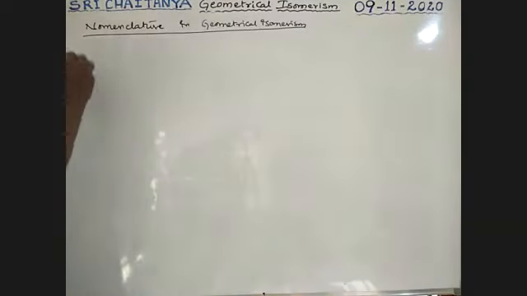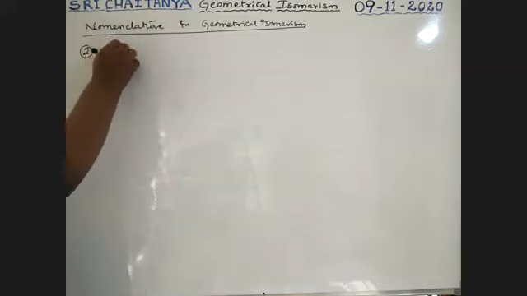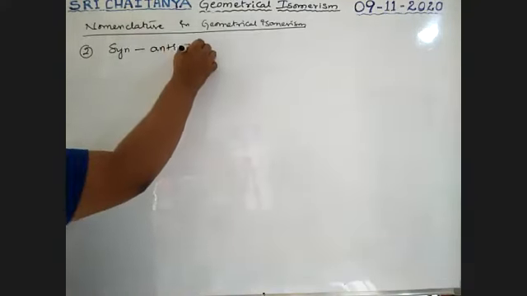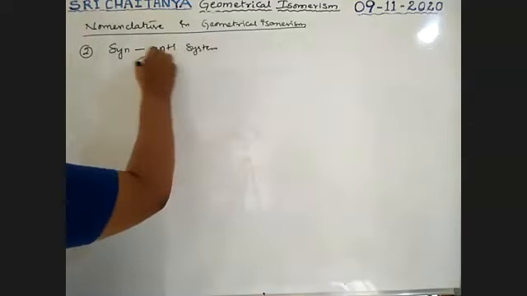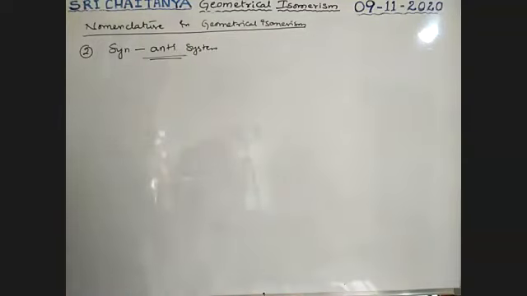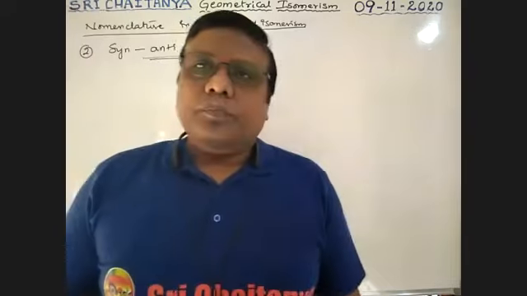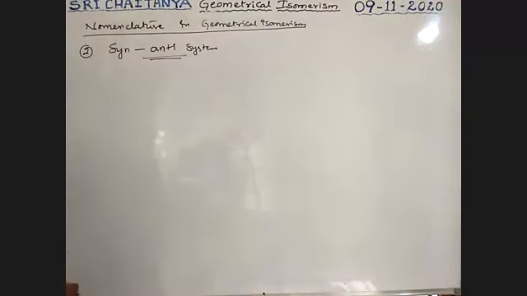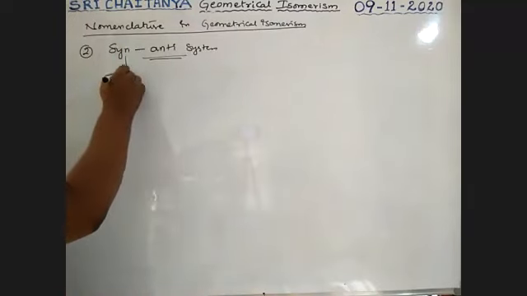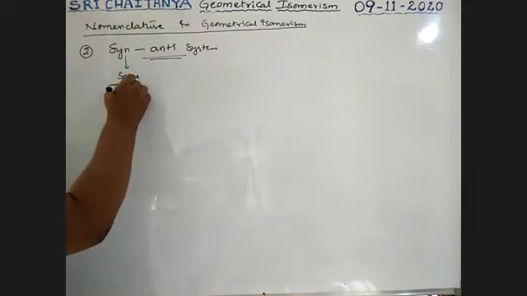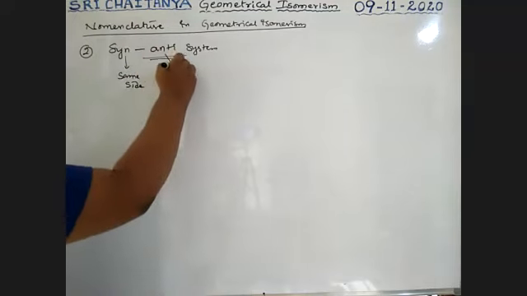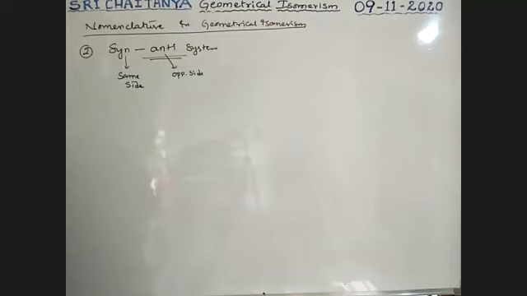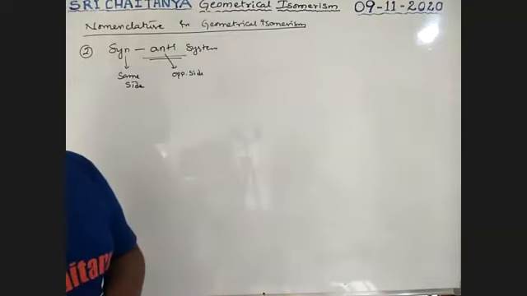The second one is the syn and anti system. Syn compound, anti compound. What is the syn anti system? Syn means same side. Anti means opposite side. Syn means the same side, anti means opposite side.